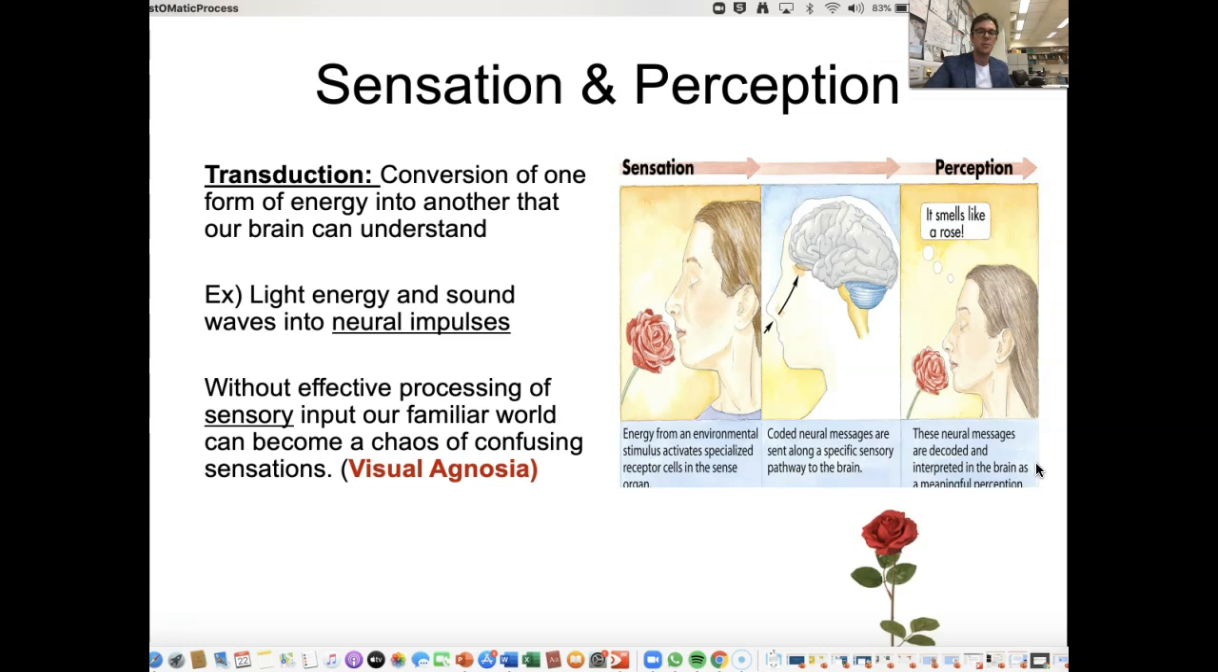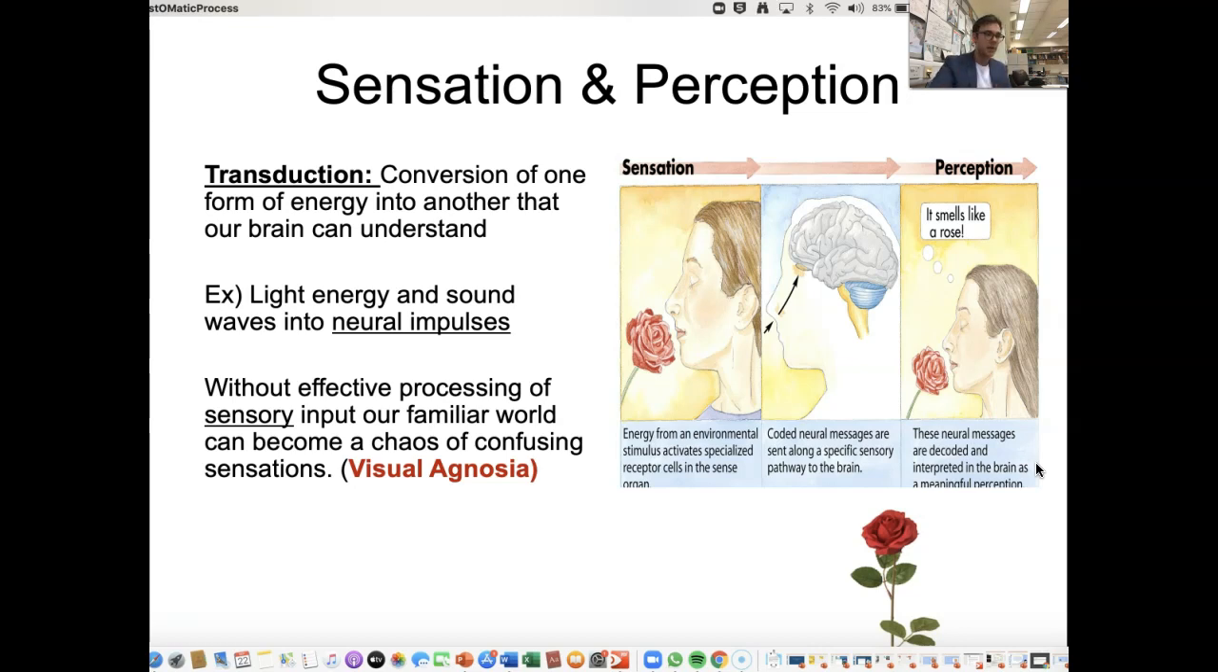And then this is going to be processed by our cerebral cortex, and then our medial temporal lobe, and our limbic system, and our hippocampus, right, for memory. And then we're going to have an explicit memory and say, oh, it's a rose, if we're basing it off of smell.